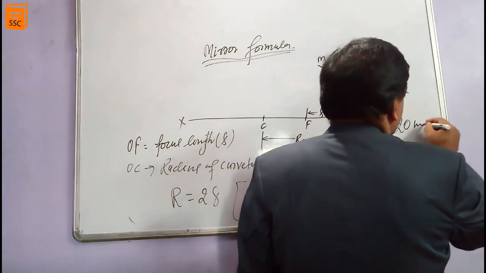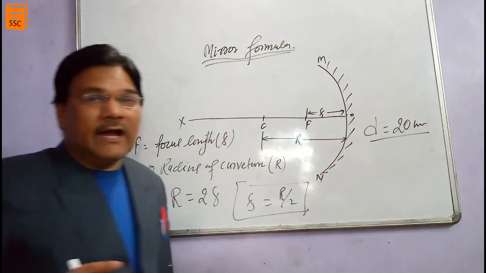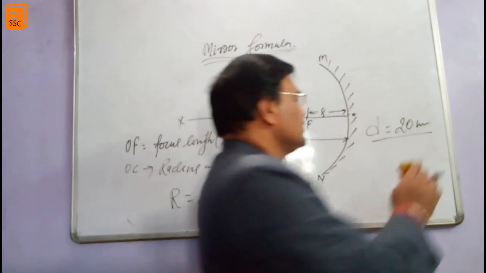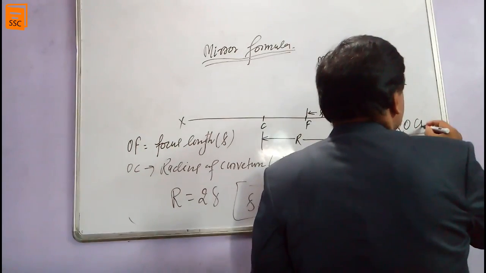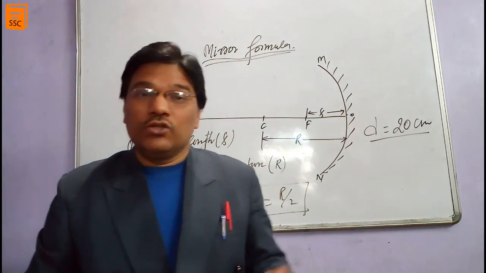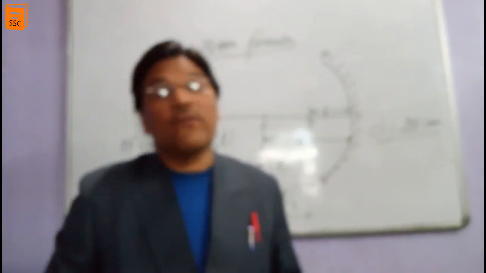Suppose a question. A concave mirror is a part of a sphere of diameter 20 centimeter. What will be the focal length of that concave mirror? The concave mirror was made from a piece of a sphere whose diameter was 20 centimeter. It is better to say 20 centimeter, since meters would be too big. So what will be the focal length of the concave mirror made?